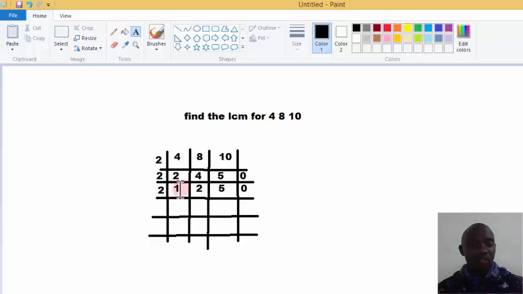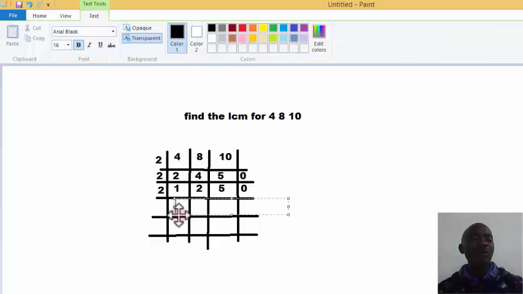Now 1 divided by 2, impossible. Okay, it can be divisible, but our concern in LCM is that we have to get a remainder of 0. If the remainder is not 0, never put it in decimal places. So it has to remain there as 1. That's what we used to do at our level. Now 2 divided by 2 is 1. You go on like that. If you see that when you divide this number by this lowest factor you get decimal places, never, you leave it as it is.